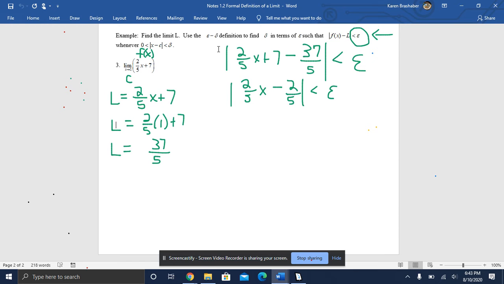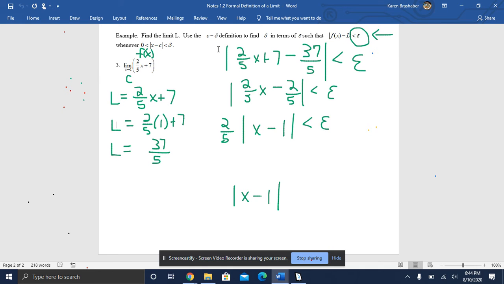Remember, your goal is to get to the absolute value of x minus your c. Your c was a 1. So this is where we're trying to get to. So we could factor out a common factor of 2/5 that can come outside of the absolute value. So if we factor that out, look what that leaves us with, the absolute value of x minus 1.